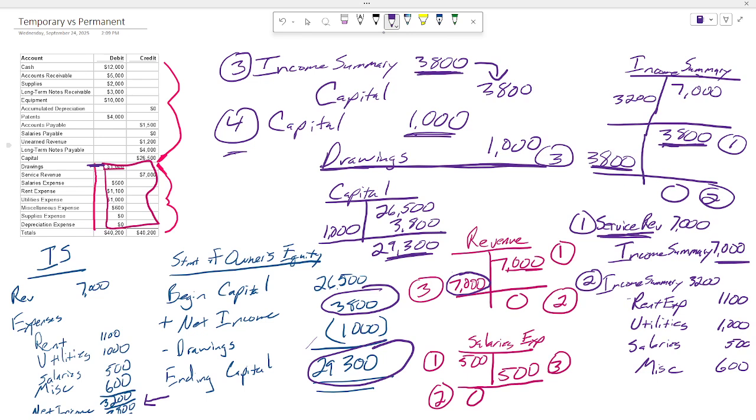We did not change any of those. The only things that we changed, well, we got rid of drawings, that's 0. Service revenue is now at 0. All of these expenses are at 0. Capital has been updated to $29,300. So what distinguishes a post-closing trial balance from any other trial balances we have put together is there are no drawings, no revenues, and no expenses on it because those are all deemed to be 0. That is the last step in the accounting cycle that we are doing.